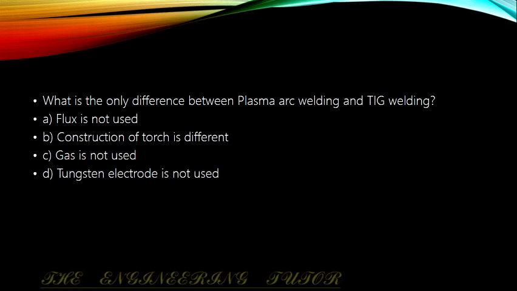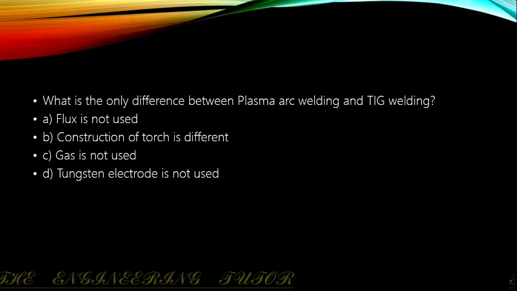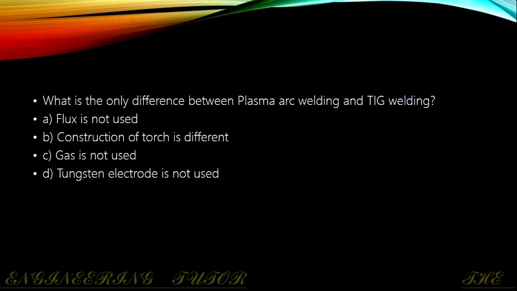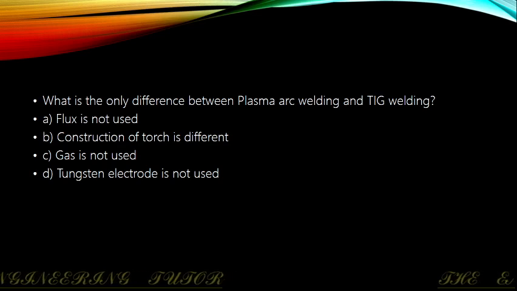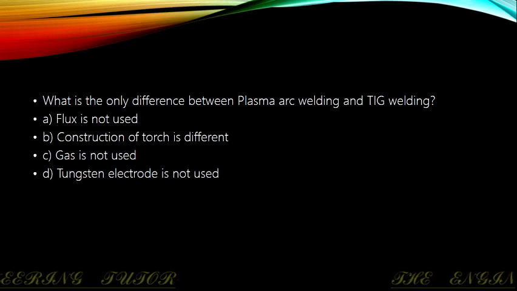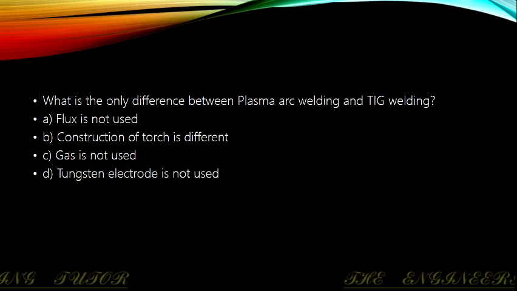What is the only difference between plasma arc welding and TIG welding? The construction torque is the only difference between plasma arc welding and TIG welding. Both TIG welding and plasma arc welding use the tungsten electrode.